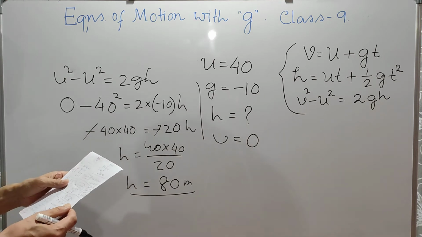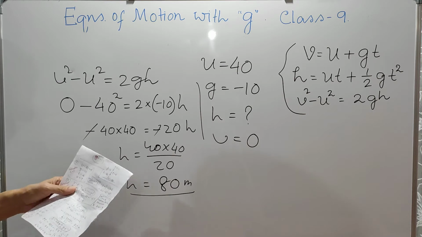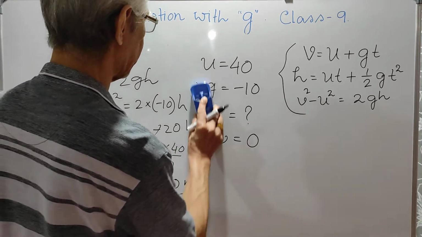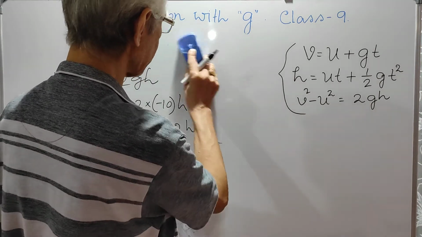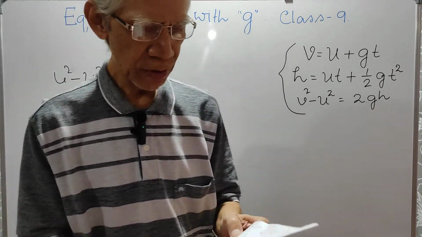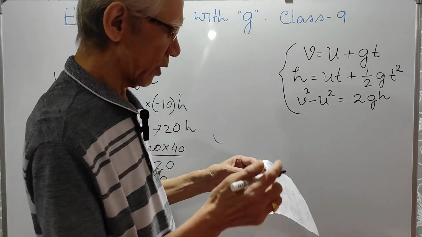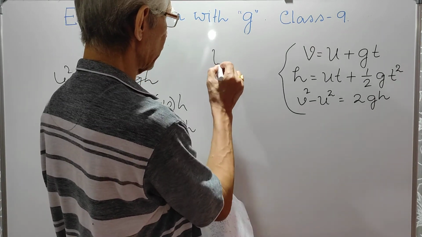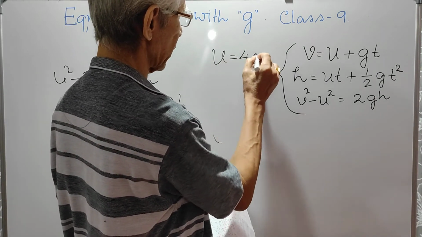So now let us see another. So again, a body is thrown vertically upward with initial velocity 40. So U equal to 40 meter per second.